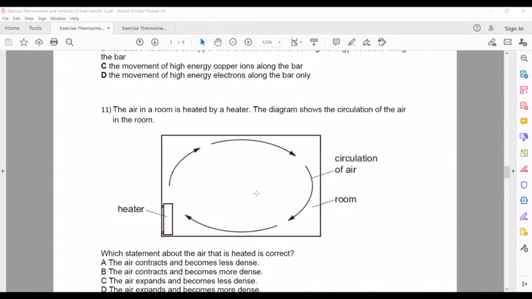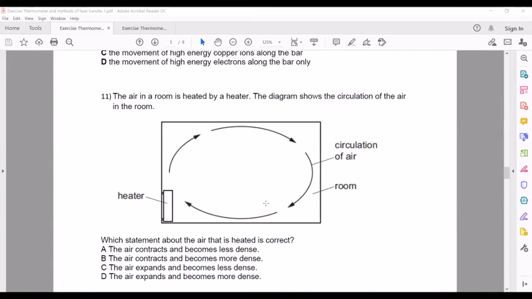Question 11 to 15, any doubt? So here you have a heater. What happens? The air particles gain energy. As these particles gain energy, they move away from each other. As the particles move away from each other, what will happen to the density of this region? It will decrease, because density is the mass present in a unit volume. If the volume increases, the density will decrease.